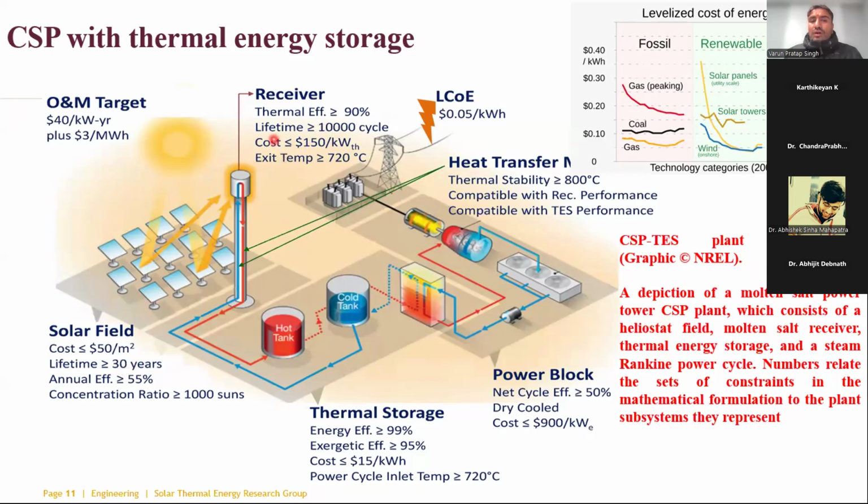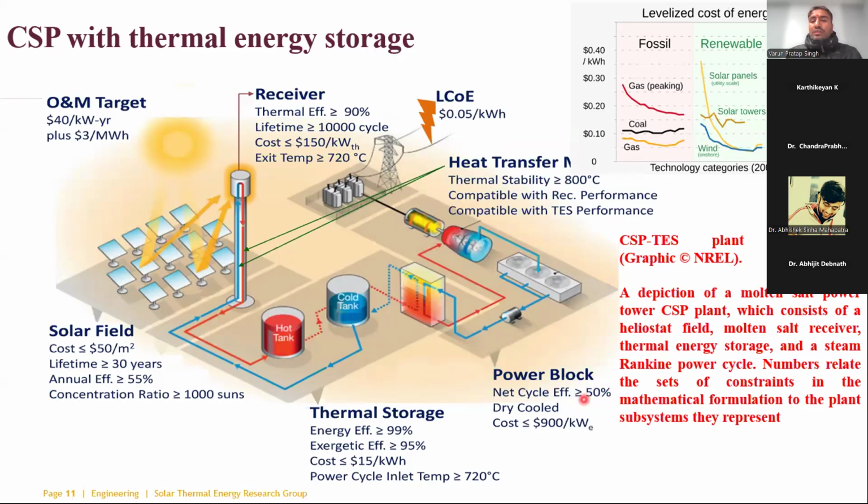And the cost of this receiver is going to be around $150 per kilowatt hour. The exit temperature of the thermal fluid should be higher than 720. Actually, we are targeting between 800 and 900. At the same time, for the heat transfer mechanism, we are focusing on TES, thermal energy storage media, which can operate above 800 degrees centigrade. And the power block efficiency should be more than 50%. Why 50%? Rankine efficiency.